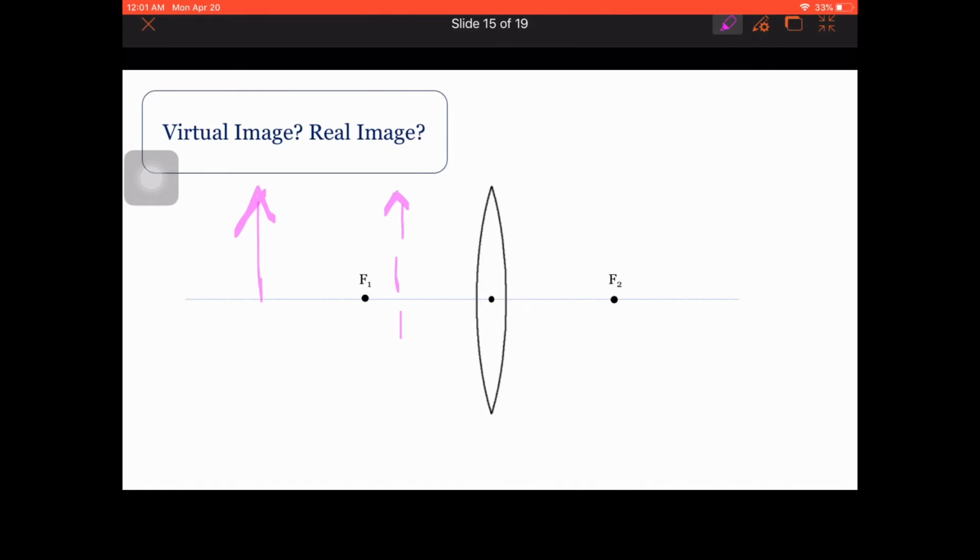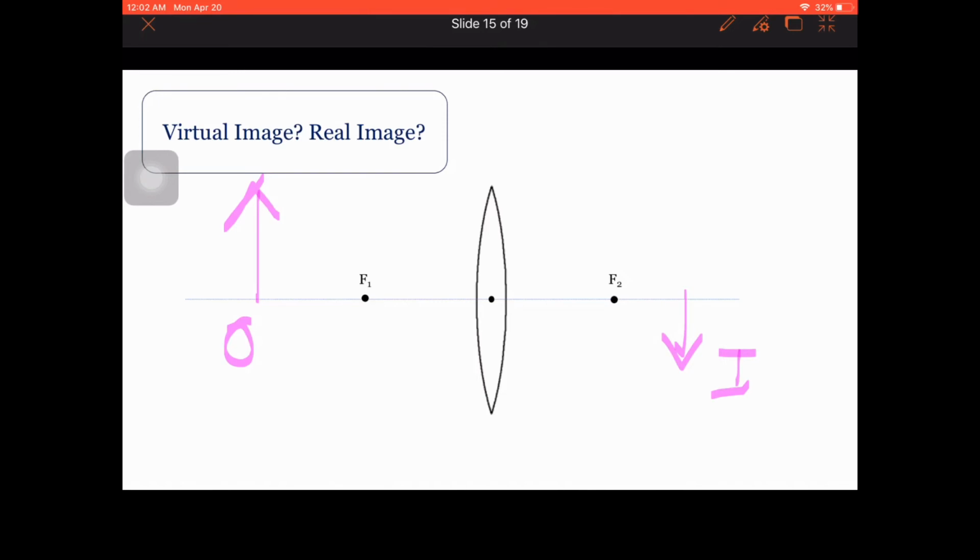How about a real image? Let's clear that up. For example, if our object is over here and the image that we formed is on the other side of the lens, then this is a real image. So it's always on the other side of the lens from where your object is. This is your object and this is your image. An image which is formed on the other side of the lens is always a real image. So that's the difference between virtual image and real image.